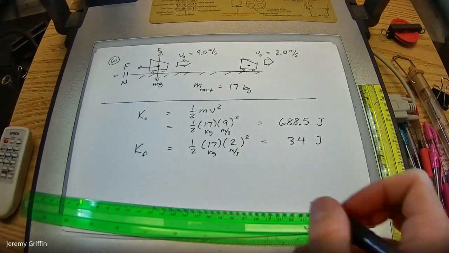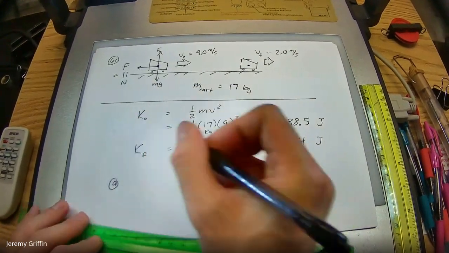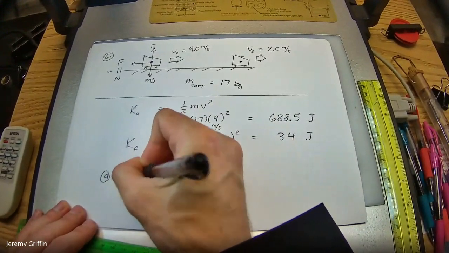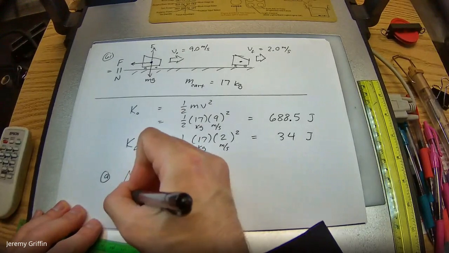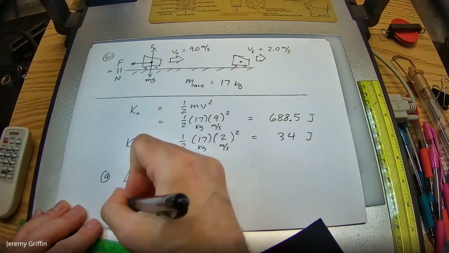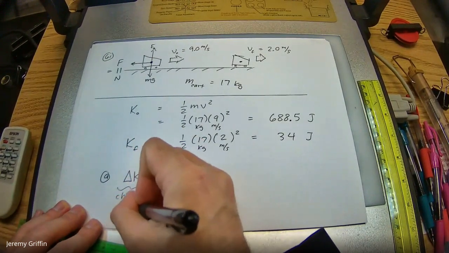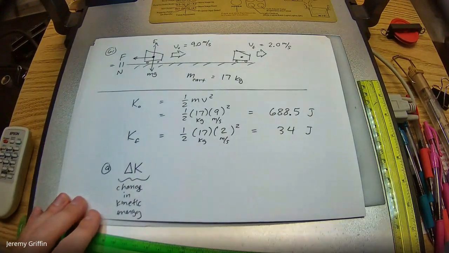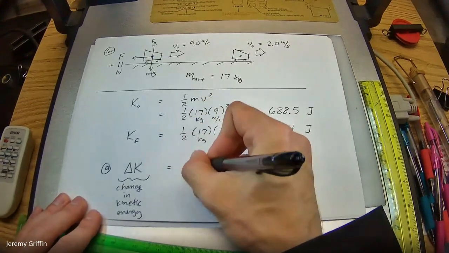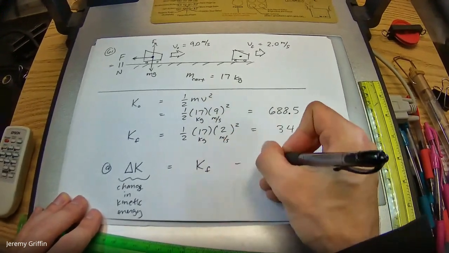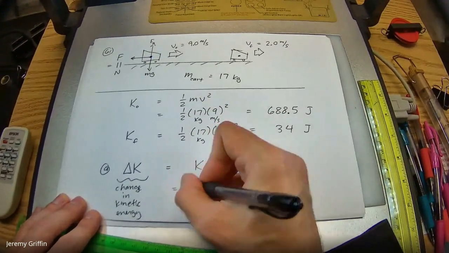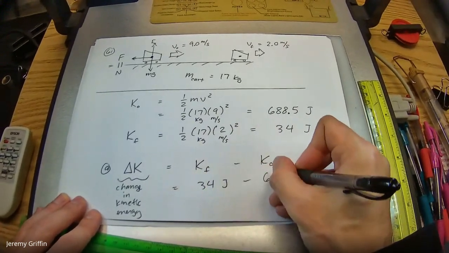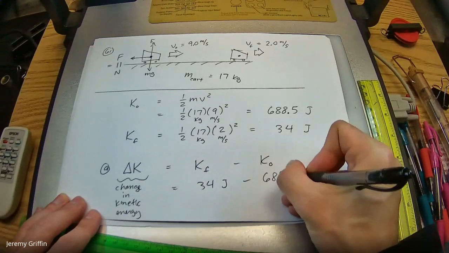Okay, so the change in kinetic energy, this is part A. Part A says, what is the change in kinetic energy? And I'm going to represent it as delta K. Delta K means change in kinetic energy. That's K final minus K initial, which is 34 joules minus 688 something joules.